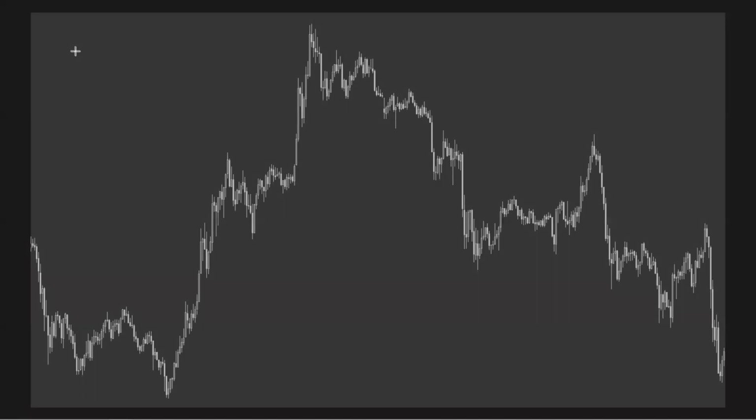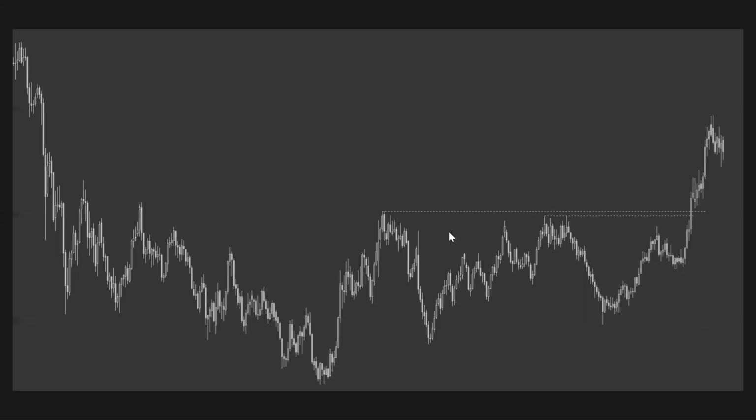Quite basic stuff, but it's important we just make sure everyone's clear on that. And the breakout on gold here a couple of months ago, a few months back now, was a beautiful example of this.